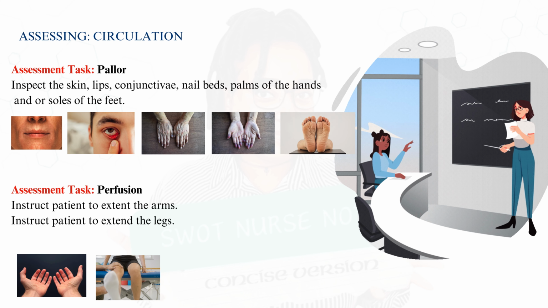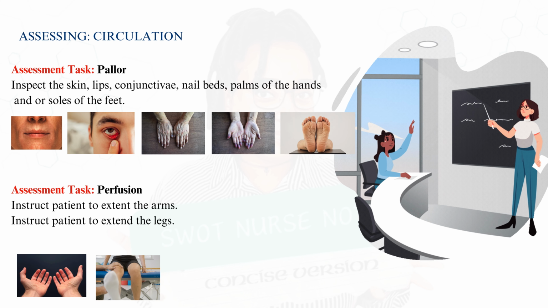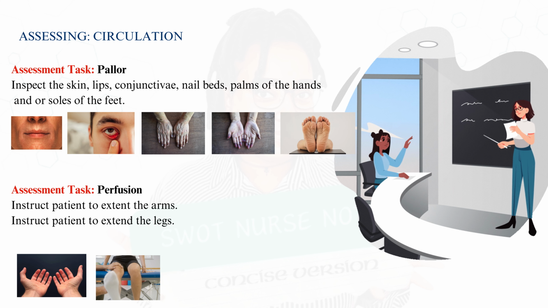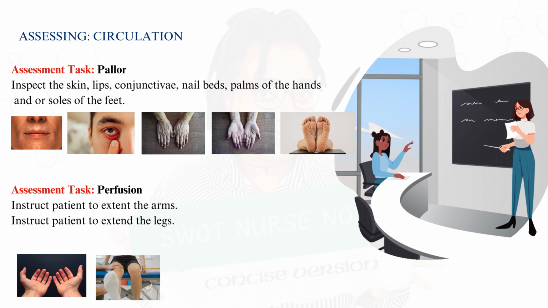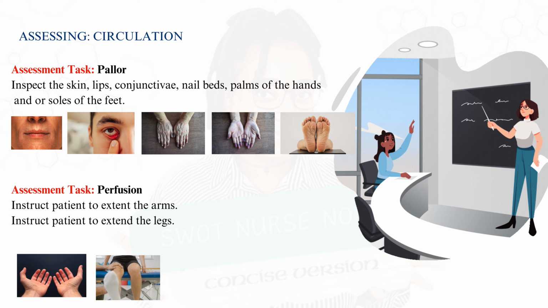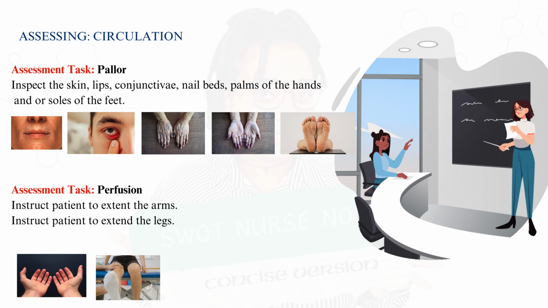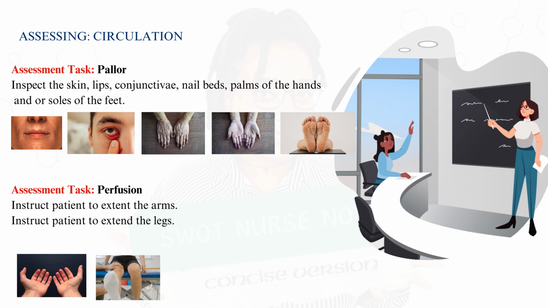To assess pallor, I would inspect the skin, lips, conjunctivae, nail beds, palms and/or soles of the patient. I would also instruct him or her to extend the arms. Then I would use my hands to touch both arms bilaterally, in a downward motion, to feel the warmth of his or her skin. The same approach would be used to assess the legs. I would instruct him or her to extend the legs, and once more, I would use my hands to touch both legs bilaterally, in a downward motion, to feel the warmth of his or her skin.